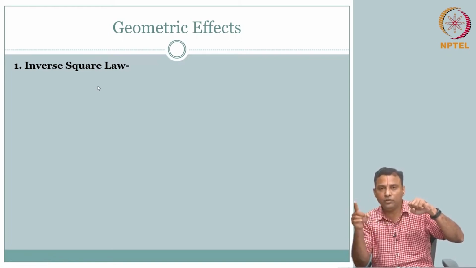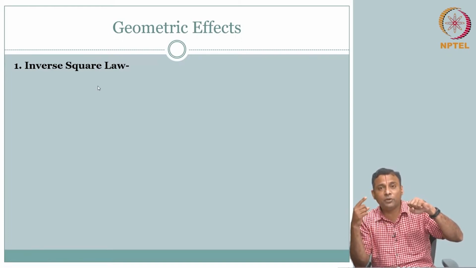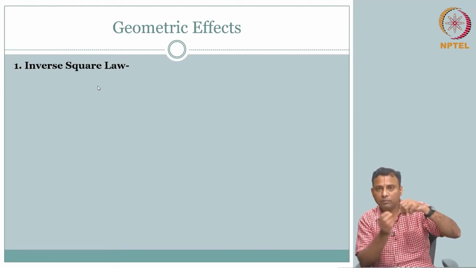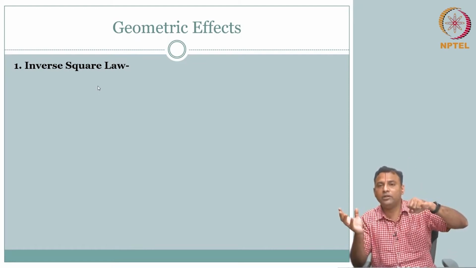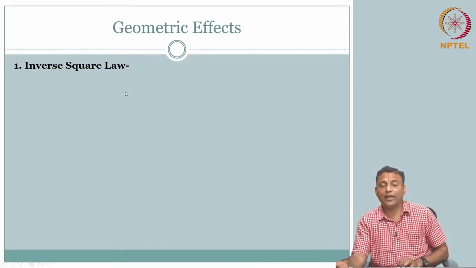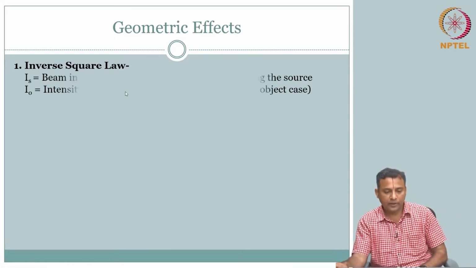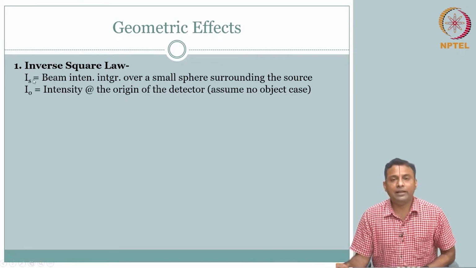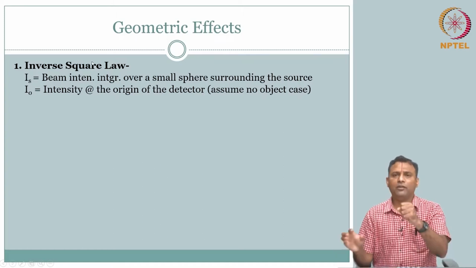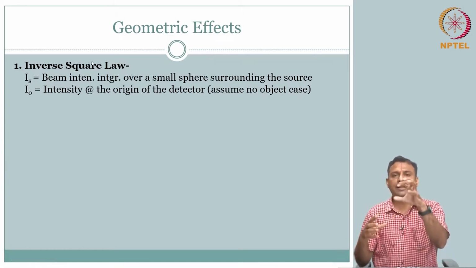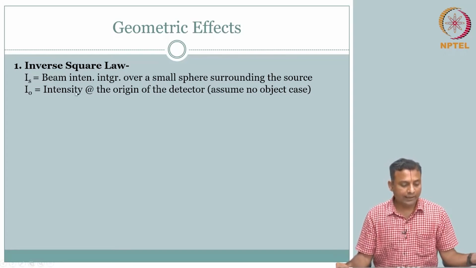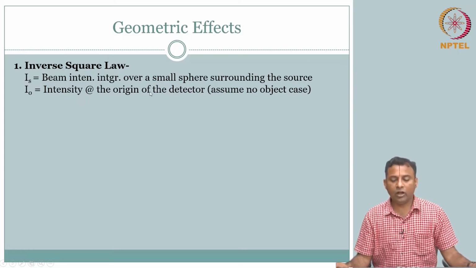The farther you move, remember we did this even when we talked about exposure and stuff, right? So the farther you move from the source, because this is diverging that we are talking about, the intensities are going to fall off at inverse square law, okay. So if you have a beam intensity at the source denoted as IS, you have a source, it is integrated as a small sphere. So whatever you have, the sum total is your IS, and the intensity at the origin of the detector.